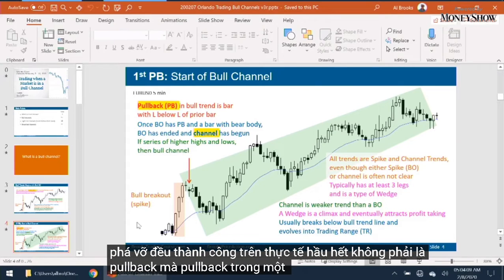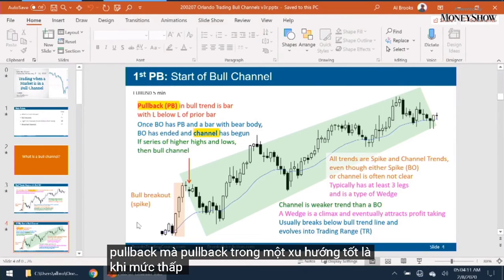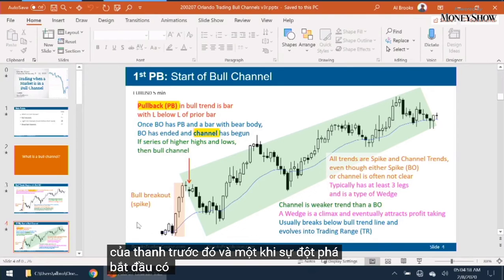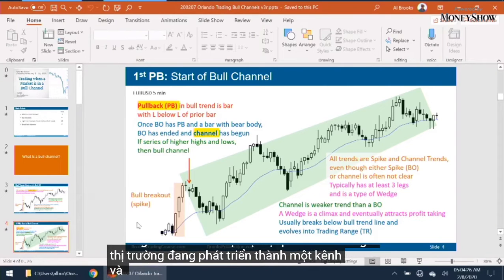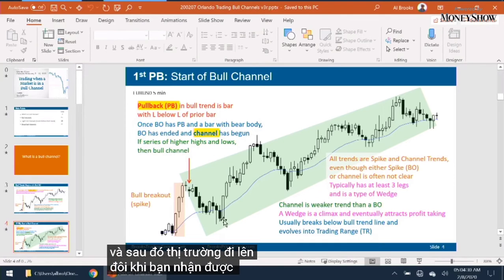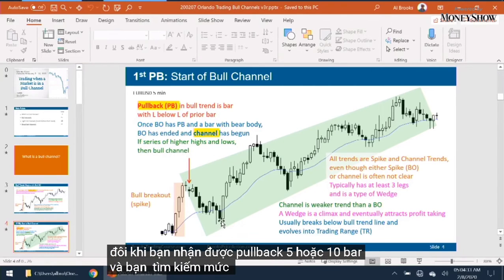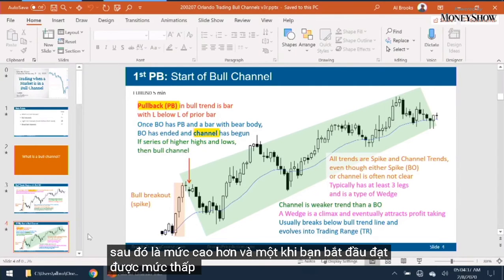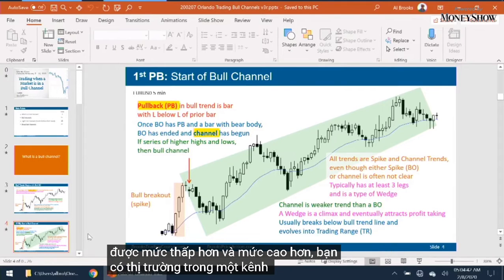A pullback in a bull trend is when the low of a bar goes below the low of a prior bar. And once a breakout starts to have pullbacks, I no longer think of it as a breakout. I think the market is evolving into a channel. And sometimes you'll get a 1 bar pullback and then the market goes up. Sometimes you'll get a 5 or 10 bar pullback. And you're looking for a higher low and then a higher high. And once you start to get higher lows and higher highs, the market's in a bull channel.